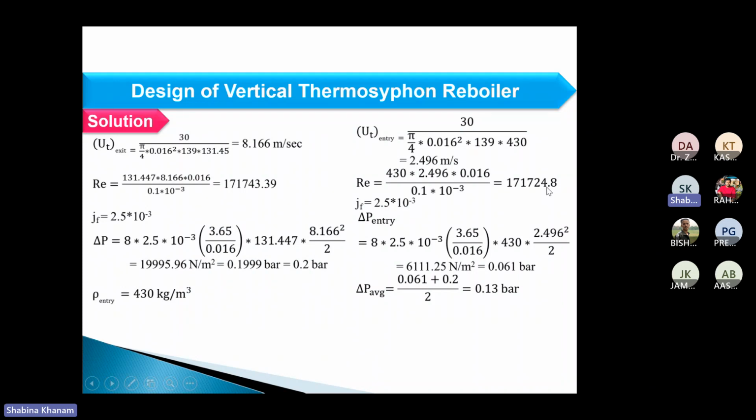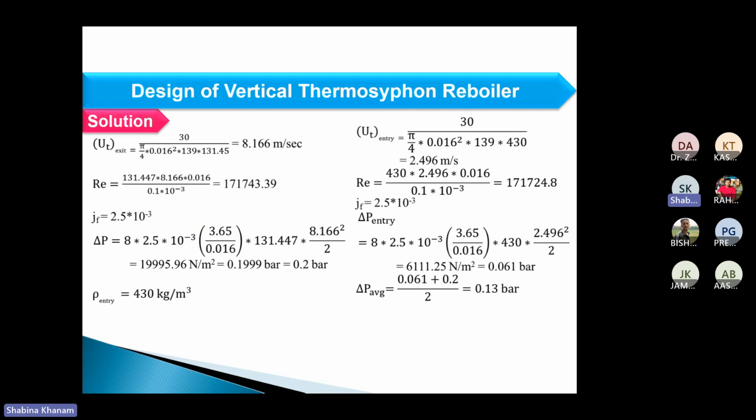Otherwise, no variation you can obtain, because density and velocity both are related, which will counter over here. So in that case, you are getting a slight difference in the Reynolds number here, but if you count the decimals properly, no difference you will obtain.